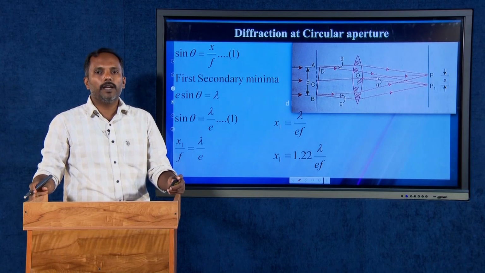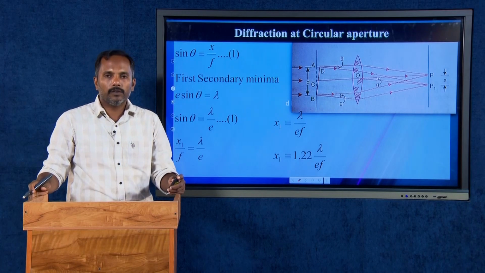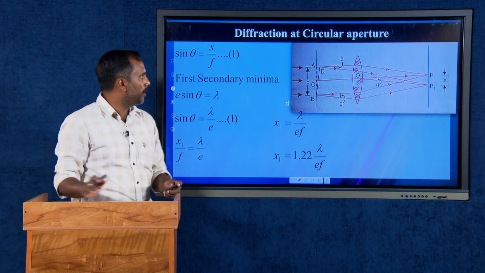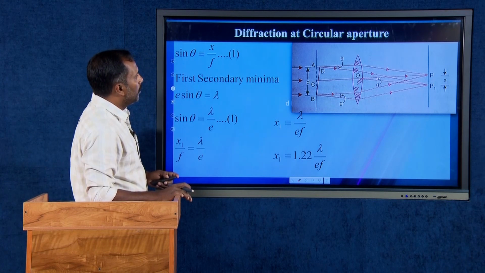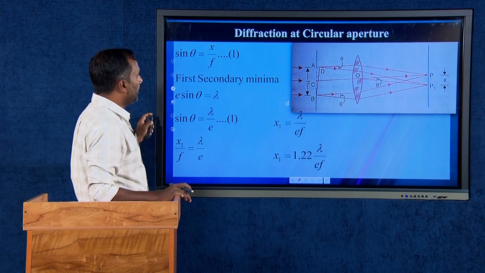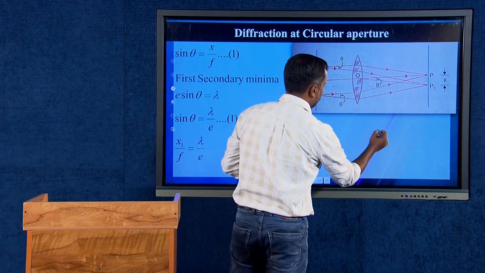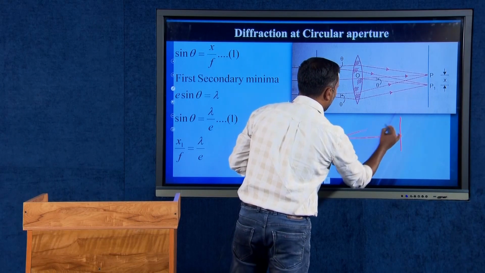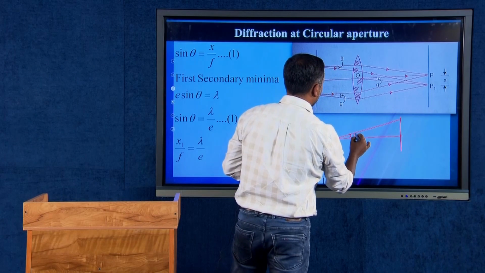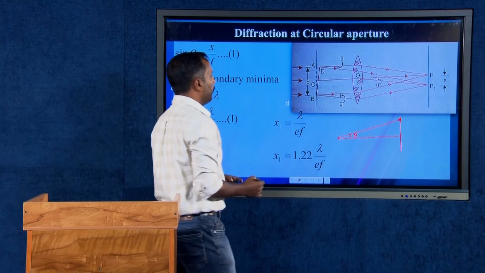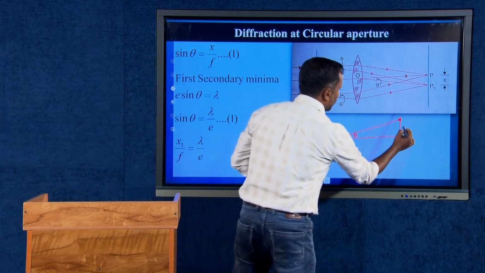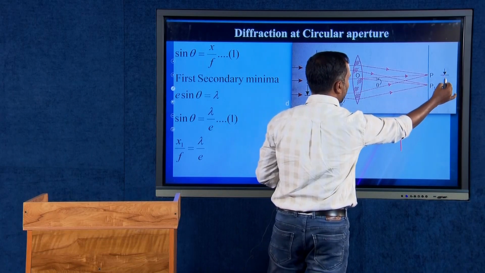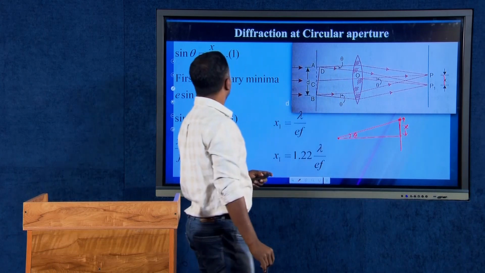Now, what is the diameter of the first minimum ring? Let us calculate it by this formula. Let us have sin theta equal to x by f. If I have the screen over here, and from the center this is theta, and here it is forming the minima, then obviously this distance is x. Do not confuse this with the above diagram: there we took x in the downward direction, here we have taken it in the upward direction.